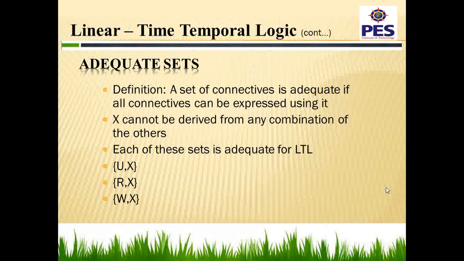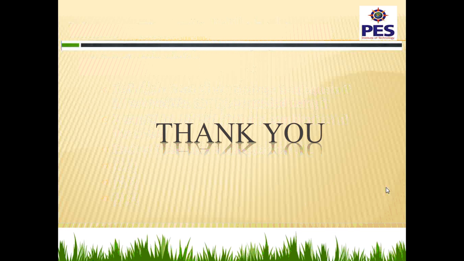Adequate sets. What are adequate sets? A set of connectives is adequate if all connectives can be expressed using it. X cannot be derived from any combination of the others. Each of these sets is adequate for LTL. The sets, which are uniquely adequate for LTL, consist of until and next state, release and next state, and weak until and next state. Thank you.